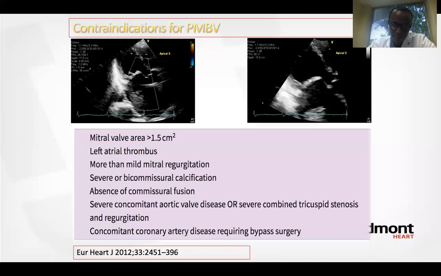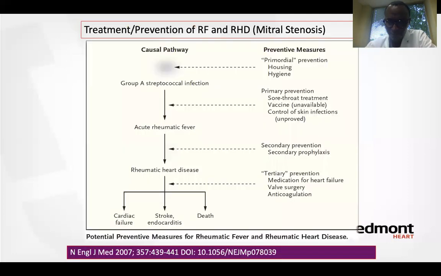If the patient has more than mild mitral regurgitation, they're also not a good candidate for balloon valvuloplasty. Severe concomitant aortic valve disease, like I said, will also be a contraindication, or at least a relative contraindication, to balloon mitral valvuloplasty. So in a nutshell, treatment and prevention of rheumatic fever and rheumatic heart disease would be key in the management of patients with rheumatic mitral stenosis.